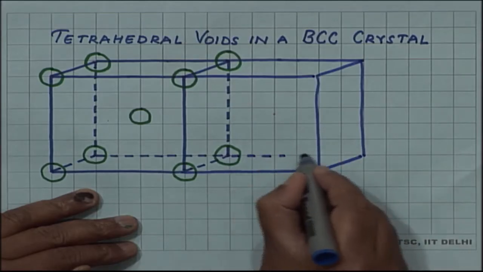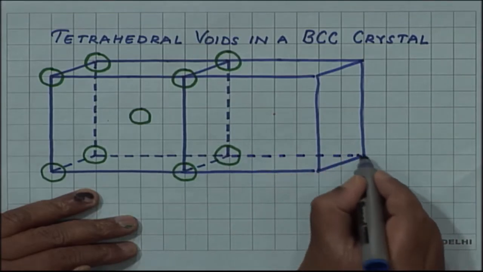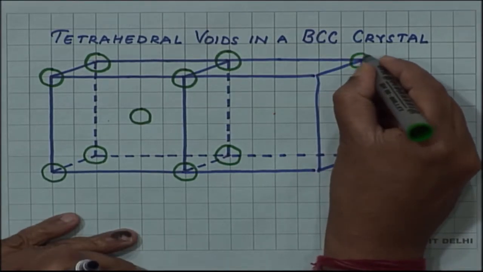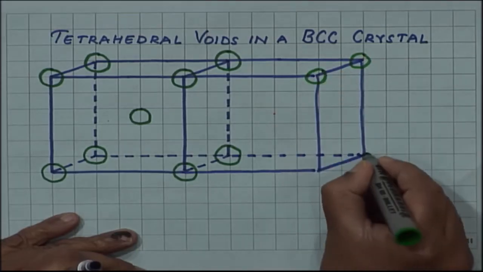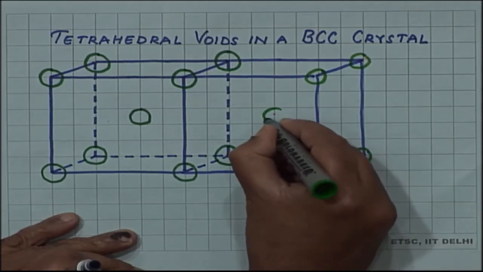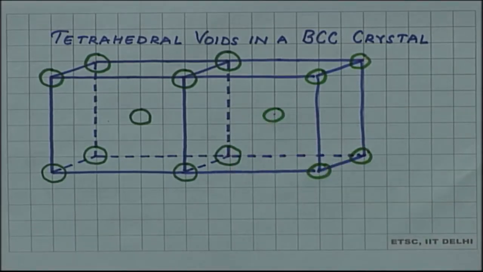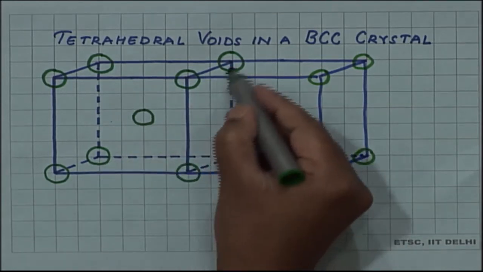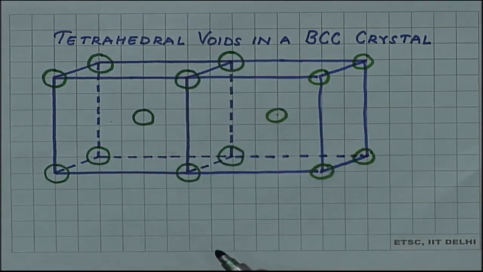So, I have just drawn a unit cell next to my starting unit cell with a common face. So, the middle face is shared between these two unit cells. So, this central face is shared. Now, we can identify the tetrahedral void as well as the octahedral void. Let us begin with the tetrahedral void.